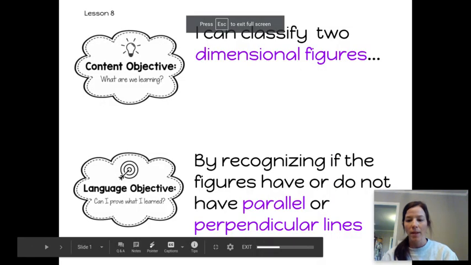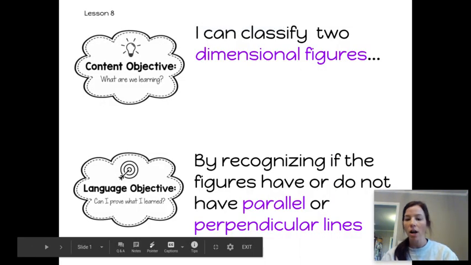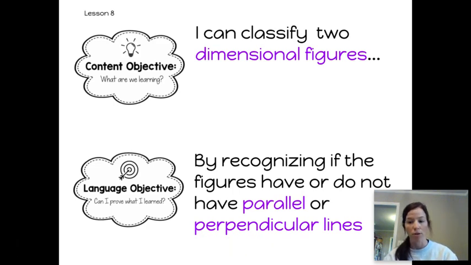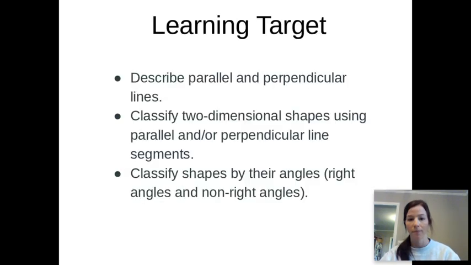Today, the standard that we're covering is talking about classifying two-dimensional figures. Now, if you don't know that vocabulary word, don't worry, on the next slide we're going to talk about it. And how you're going to classify those by recognizing if the figures have or do not have parallel or perpendicular lines. Those are vocabulary words that you worked on with Miss White, but we're going to review them just to make sure you're ready to go for this week's lessons.